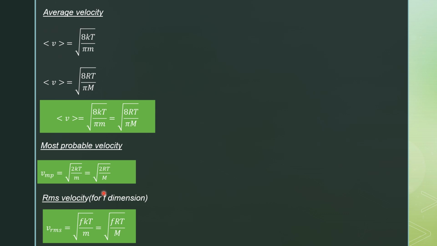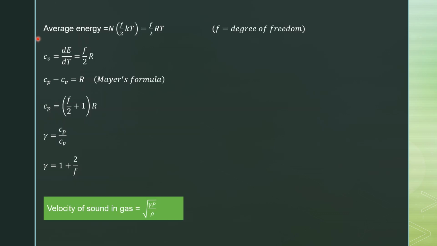Then the RMS velocity for any dimension, we can write that V_RMS can be written as root over fkT by m, that is equal to root over fRT by M, and here f denotes the dimension. And here is our average energy, that is N f by 2 kT, which is equal to f by 2 RT. Here N denotes the Avogadro's number and f is the degree of freedom.